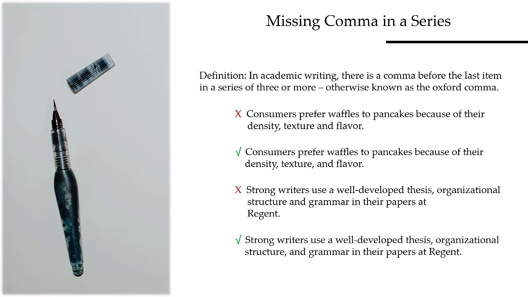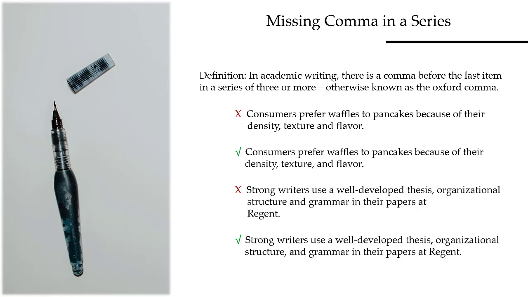The last kind of missing comma is the missing comma in a series. So in academic writing, there is a comma before the last item in a series of 3 or more. This is known as the Oxford comma. This can be confusing because sometimes in business or other forms of writing, the Oxford comma is left out, where you only use a comma to separate the first few items of the series and not the last one. But in academic writing, the Oxford comma is used.